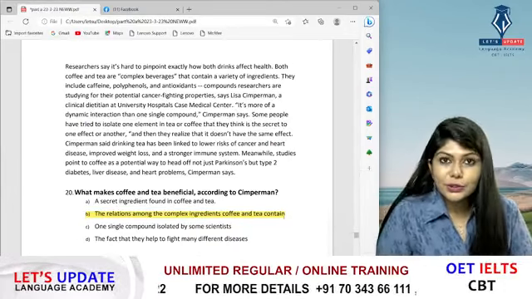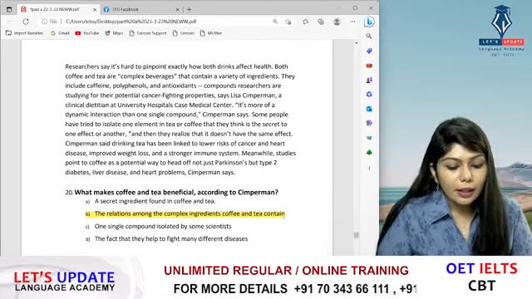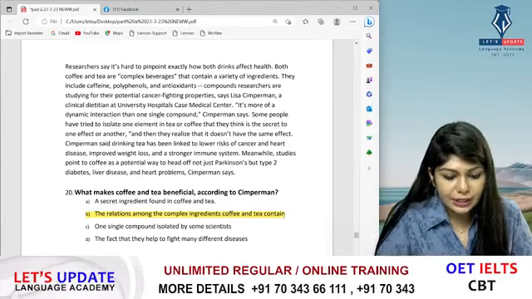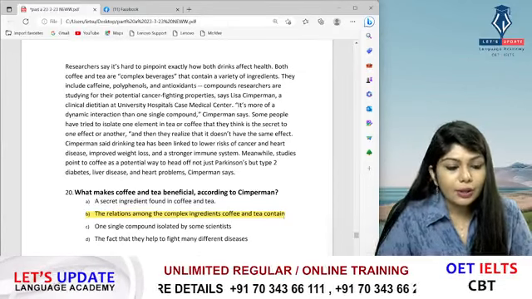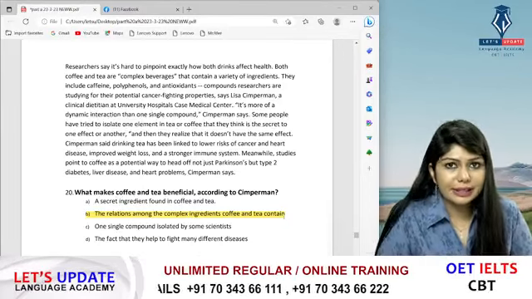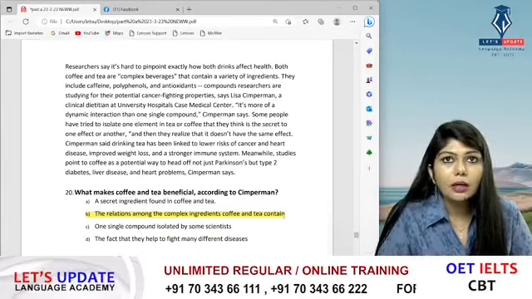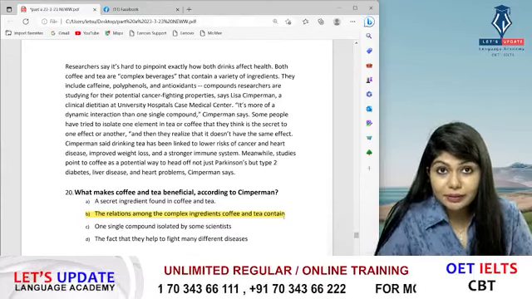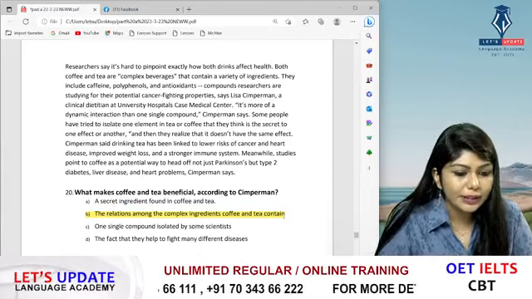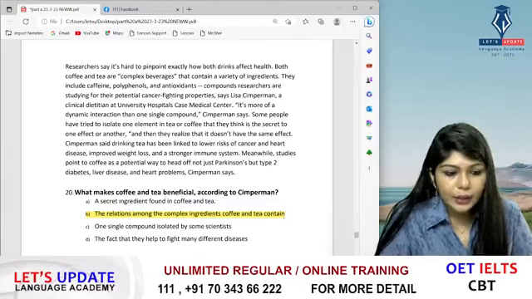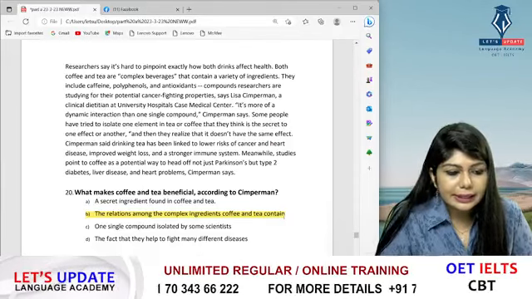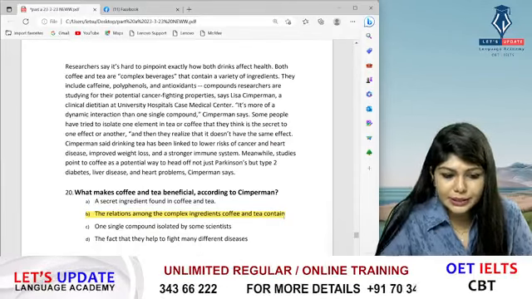And why is it so? Okay, so the question is what makes coffee and tea beneficial according to Simperman? What they are suggesting in the paragraph is that it's hard to pinpoint exactly how the drinks affect health. Both are complex beverages because they contain a variety of ingredients. And that is why they are called complex beverages, because they contain a variety of compounds like caffeine, polyphenols, antioxidants, etc.